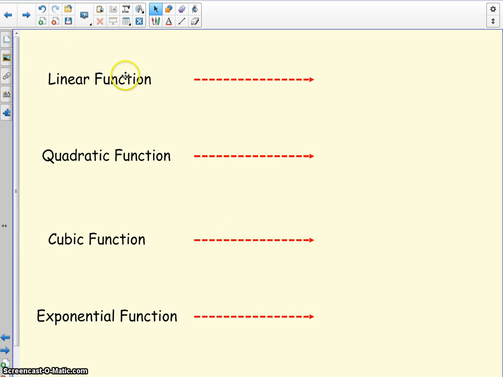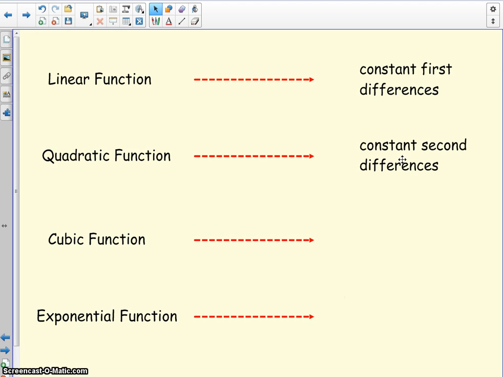Back in grade 9, you looked a lot at lines and linear functions, and you saw those had constant first differences. In grade 10, you extended that to quadratics, and you saw those had constant second differences. If we add a degree and look at a cubic function, we'd be looking at constant third differences. But we're not going to see none of that with exponential functions.